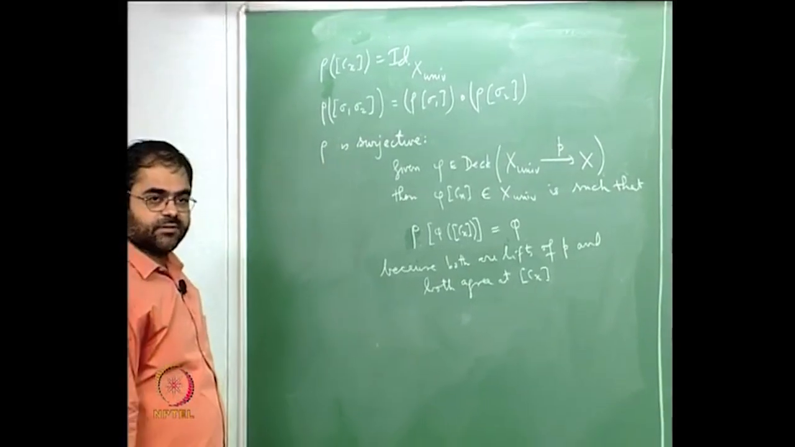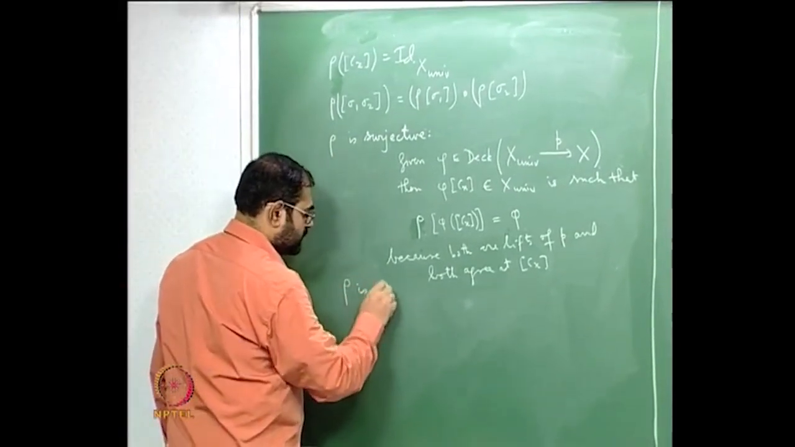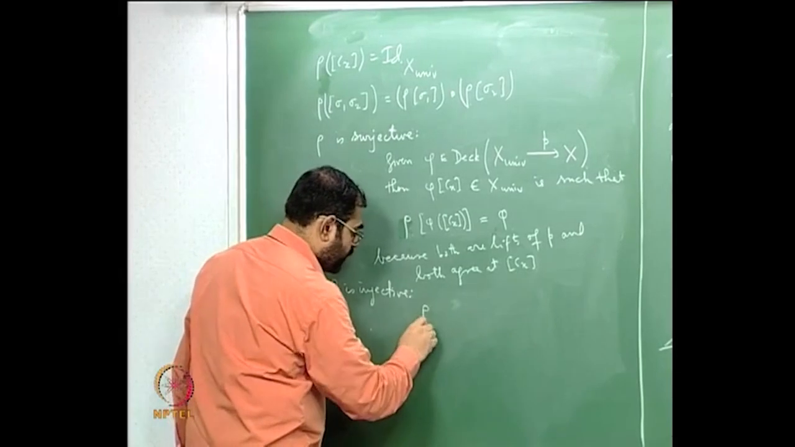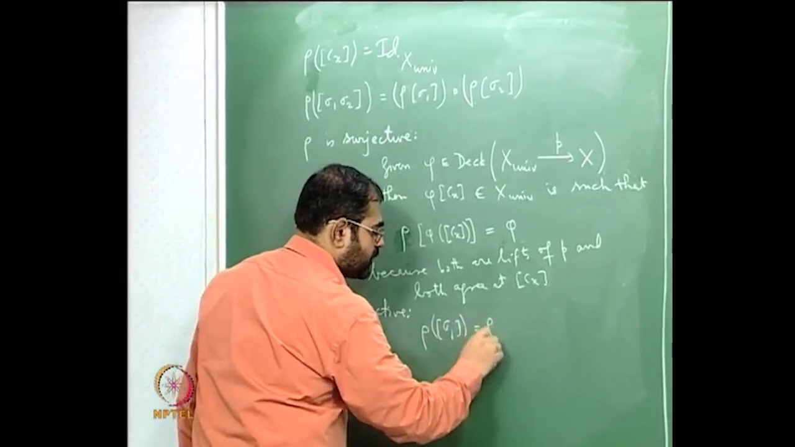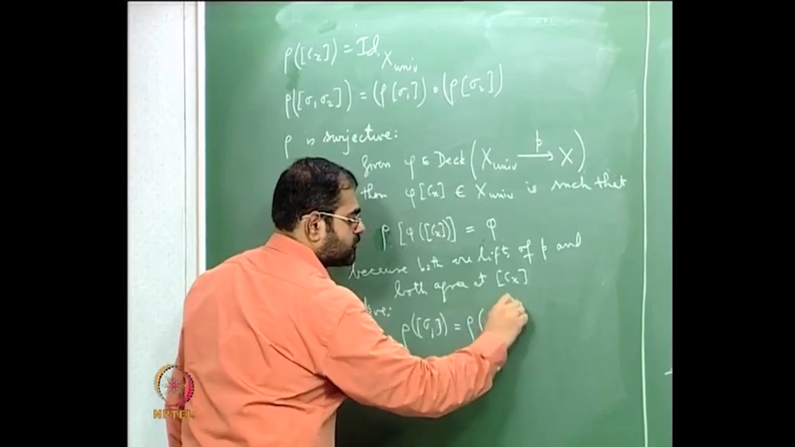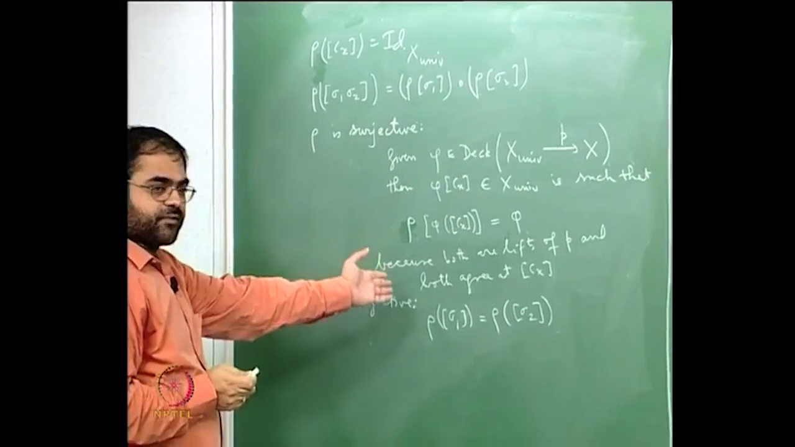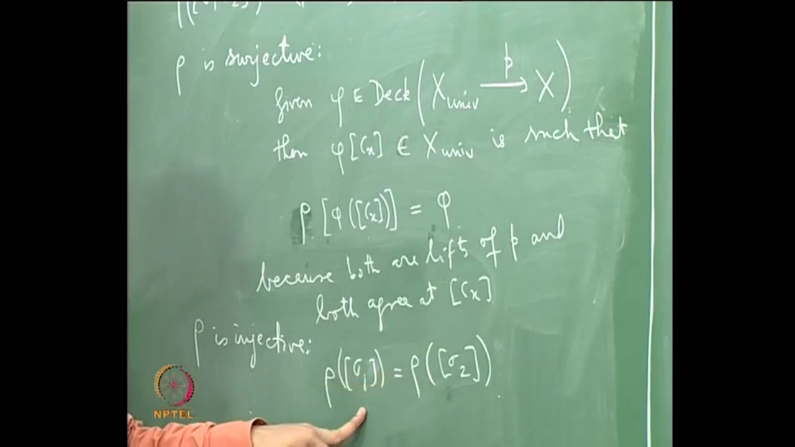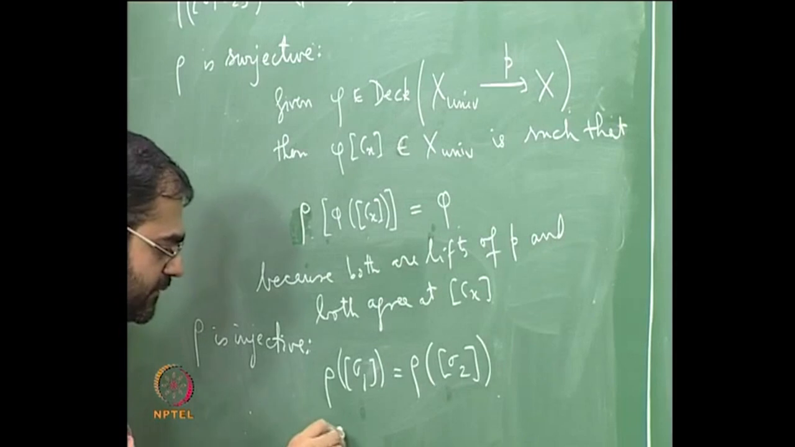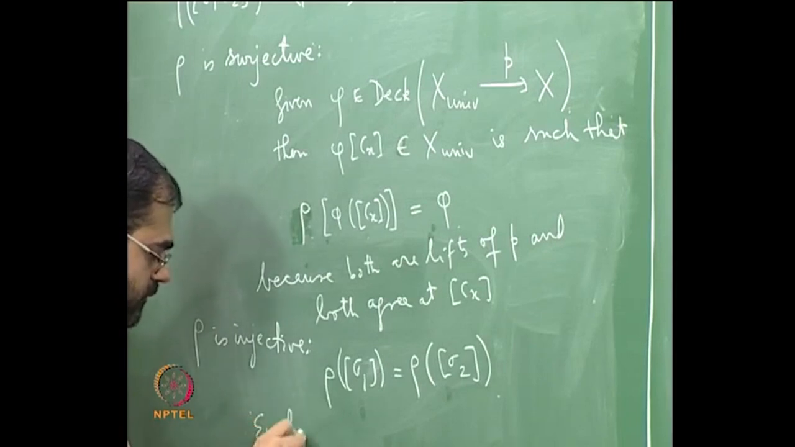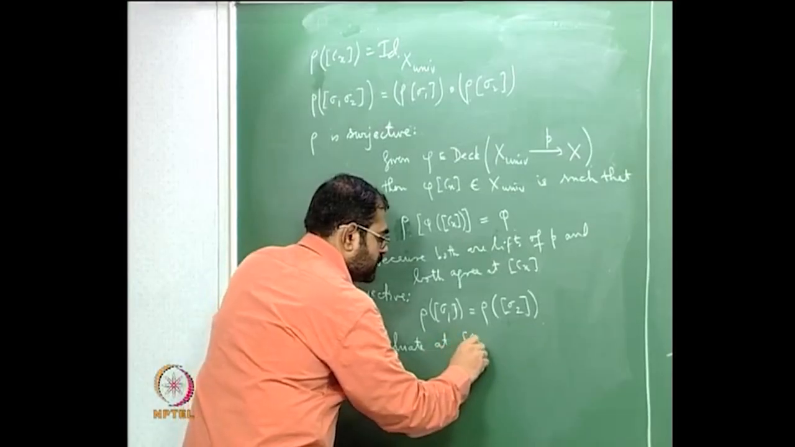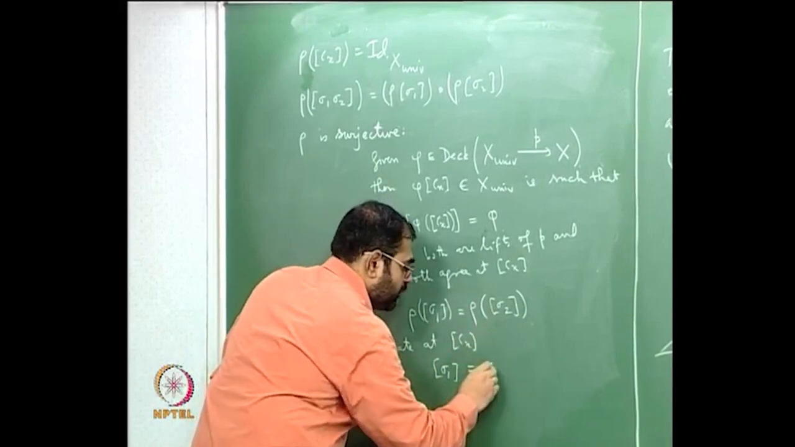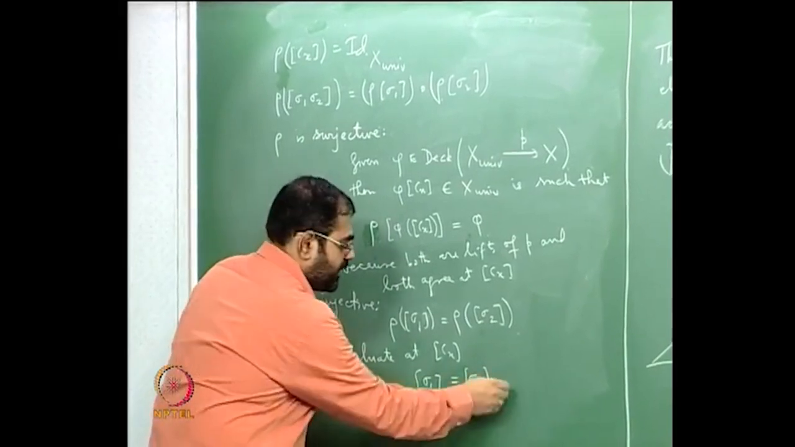So rho is surjective and rho is injective, namely if rho of sigma 1 is equal to rho of sigma 2, then for the same reason both of them will agree. You apply these to Cx, evaluate at Cx. Cx will go under this to the sigma 1 homotopy class and Cx will go to the sigma 2 homotopy class under this, so you will get injectivity.